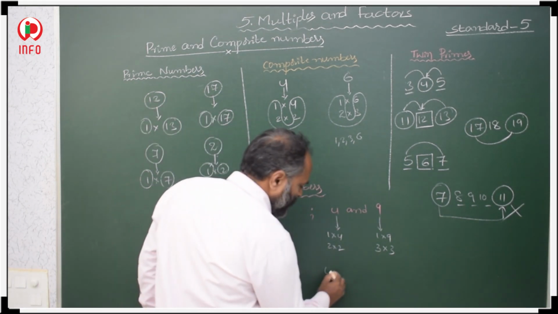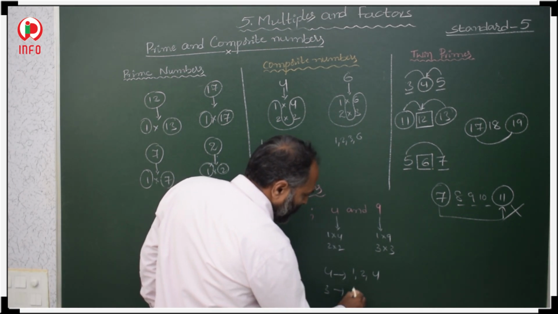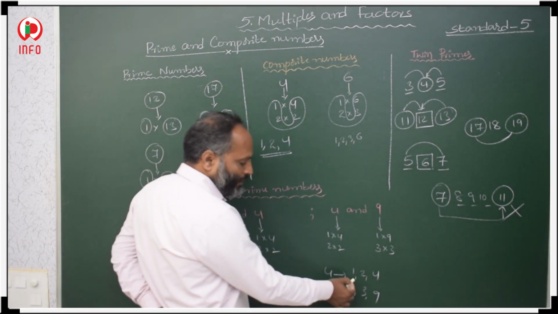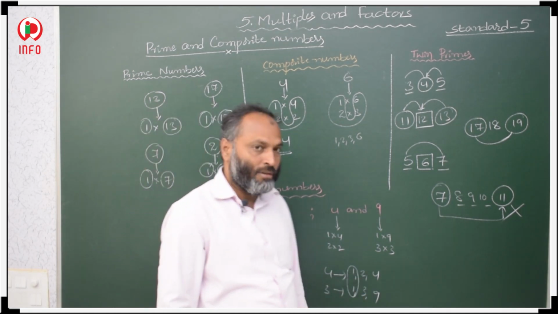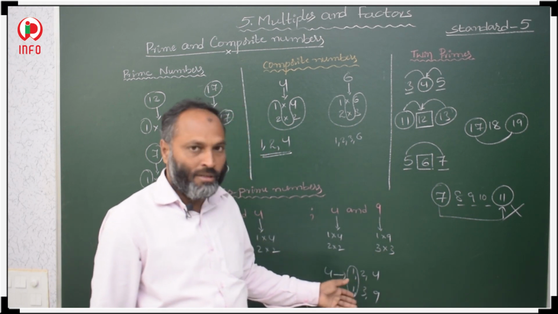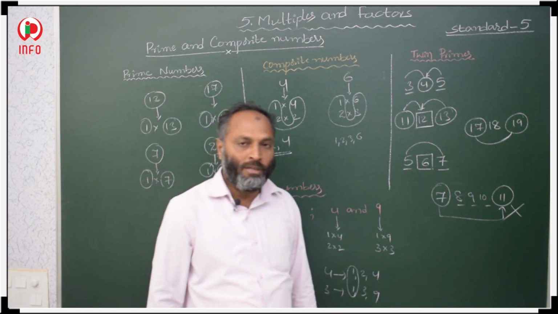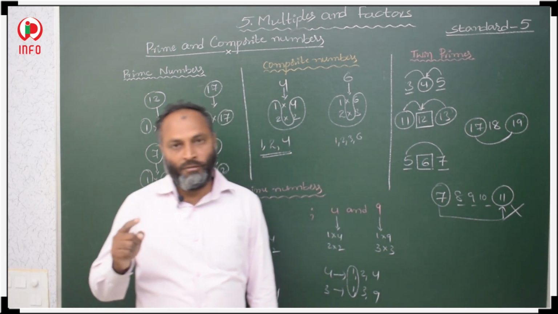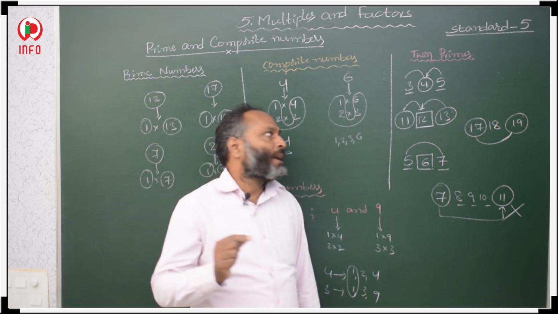Then what are the factors of 4? 1, 2, 4. And the factors of 9 are 1, 3, 9. So what are the common factors between these two? 1 is common between these two. No other number is common. Only 1 is common. So if only 1 is a common factor between the numbers, then those numbers are called co-prime numbers. Co-prime numbers mean that in the given numbers only 1 is a common factor.